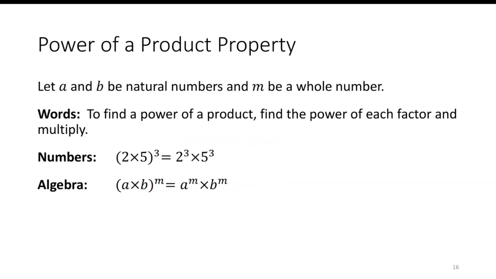Another property to talk about is the power of a product property. And that is, if you're raising some product to an exponent, then each factor is also being raised to that exponent. So 2 times 5 to the third is 2 to the third times 5 to the third. So it's sort of like a distribution property, and that exponent kind of distributes through, but it's not quite the distribution property. Anyway, a times b to the nth is a to the nth times b to the nth.